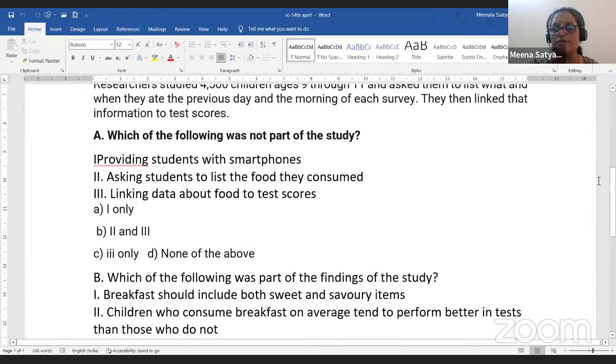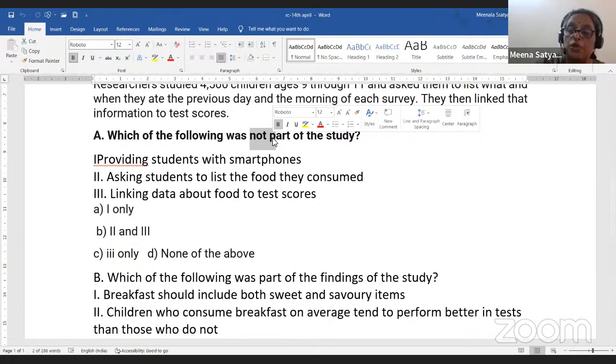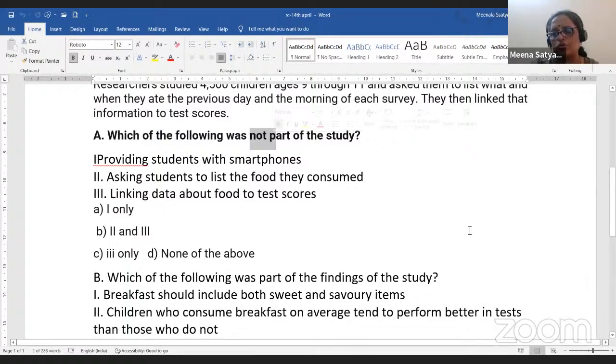So the first one says, which of the following was not part of the study? Remember, there is this word, not. It was not a part of the study. So question reading must be really perfect. Providing students with smartphones, asking students to list the food they consume, linking that data about food to test scores. Let's see.